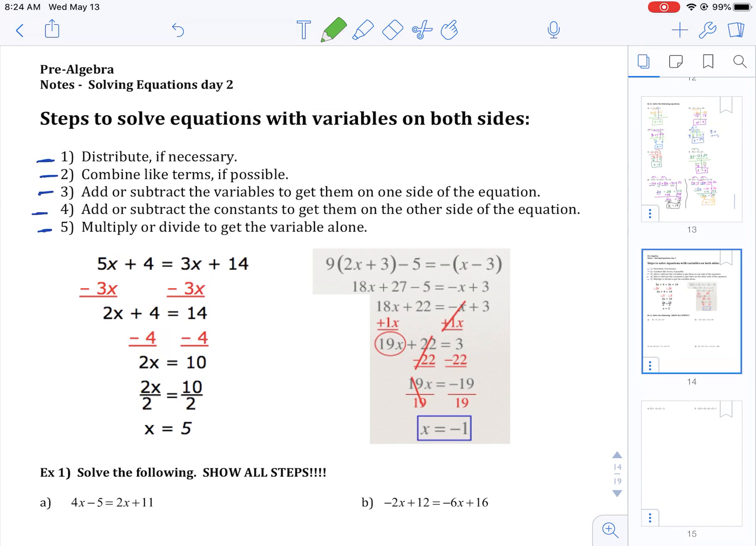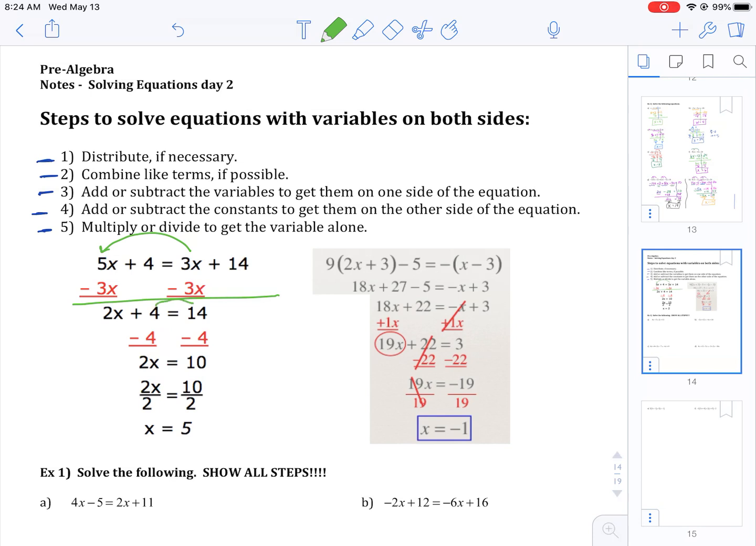Okay, so if you take a look at the examples that I have, two examples that are worked out. The first one is 5x plus 4 equals 3x plus 14. Notice there's no parentheses, so we don't have to distribute. There are no like terms. 5x and 4 are not like terms, and then 3x and 14 are not like terms. So in terms of combining like terms, there's nothing to do there. So the first step is to get the variables on one side. So in this problem, I chose to move the 3x to the left. Since it was positive 3x, we subtract 3x. So then we get 5 minus 3 is 2x plus 4 equals 14.